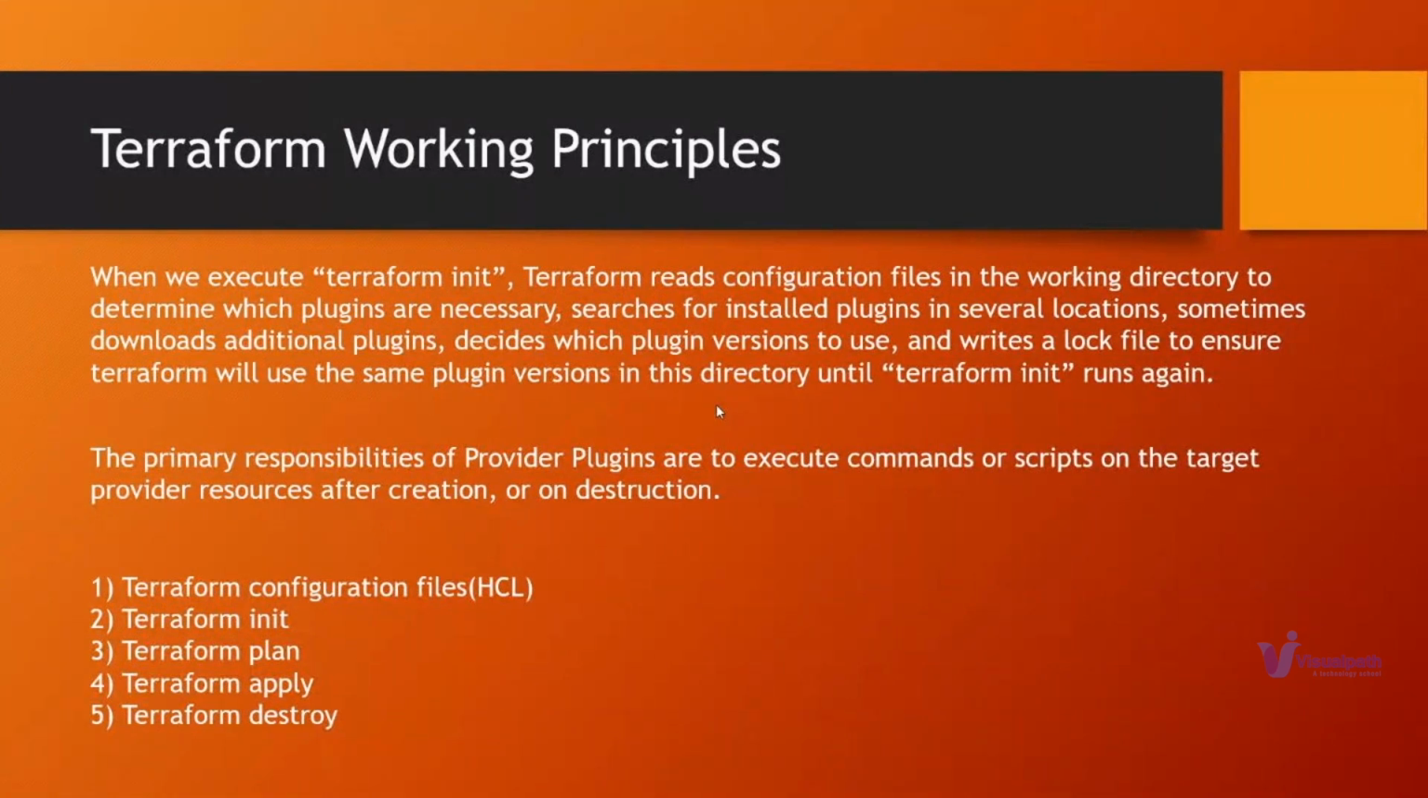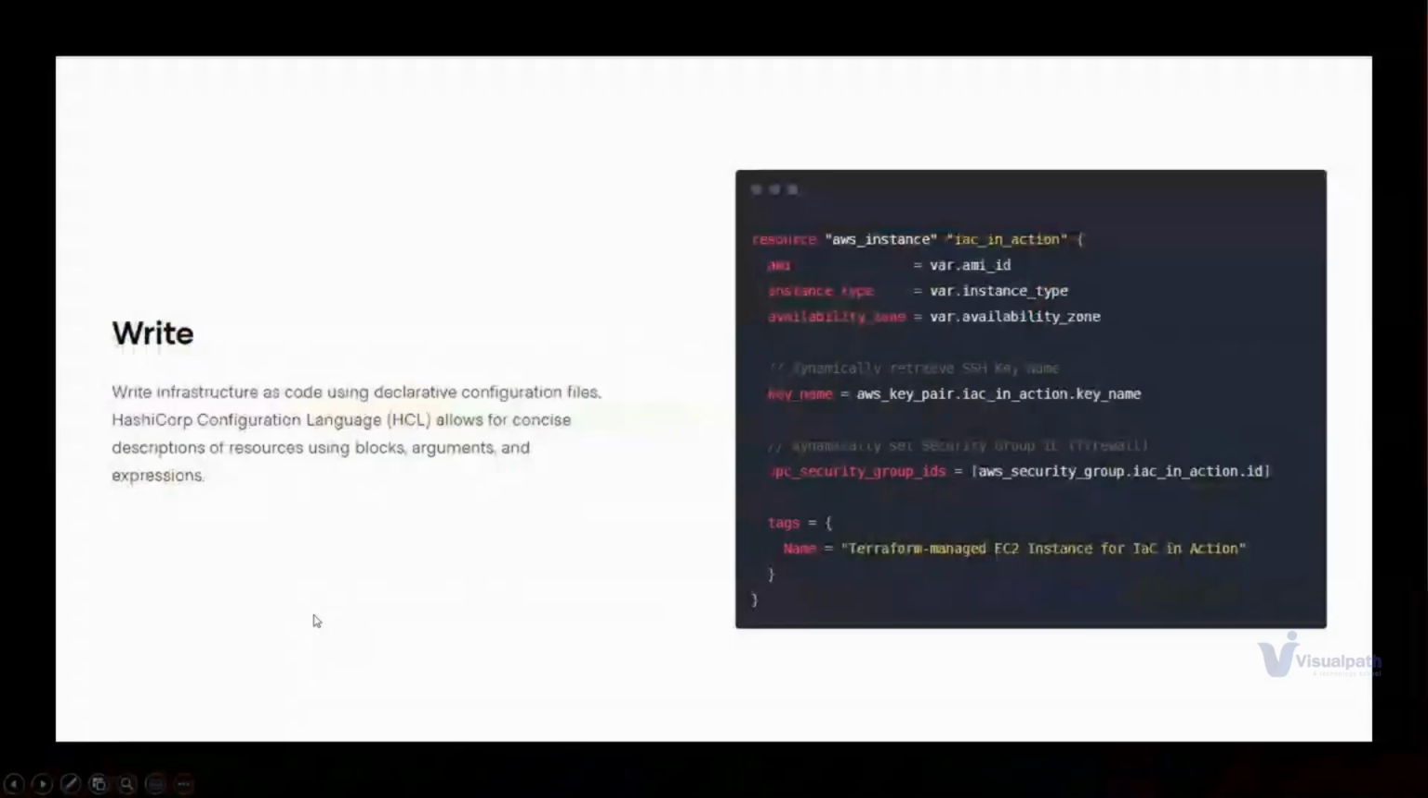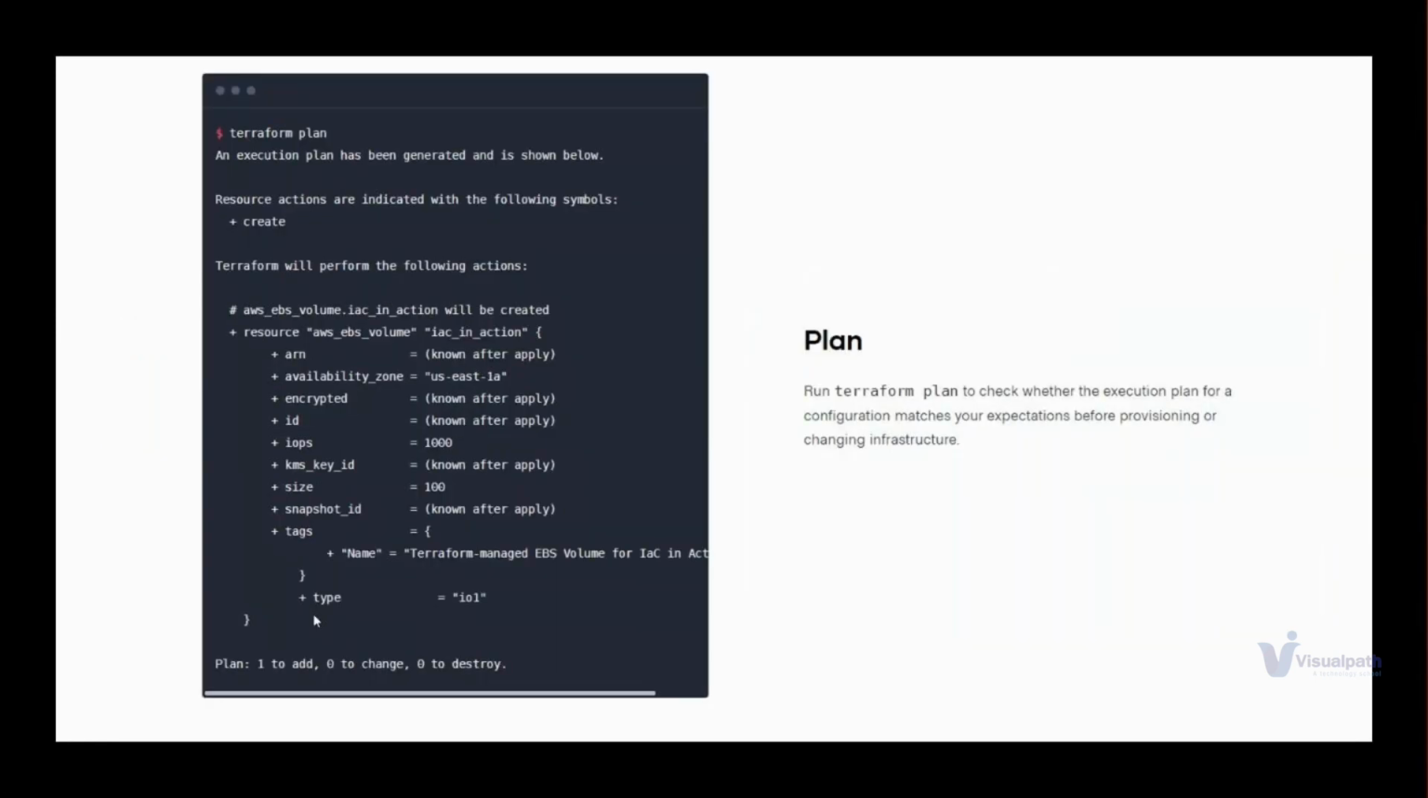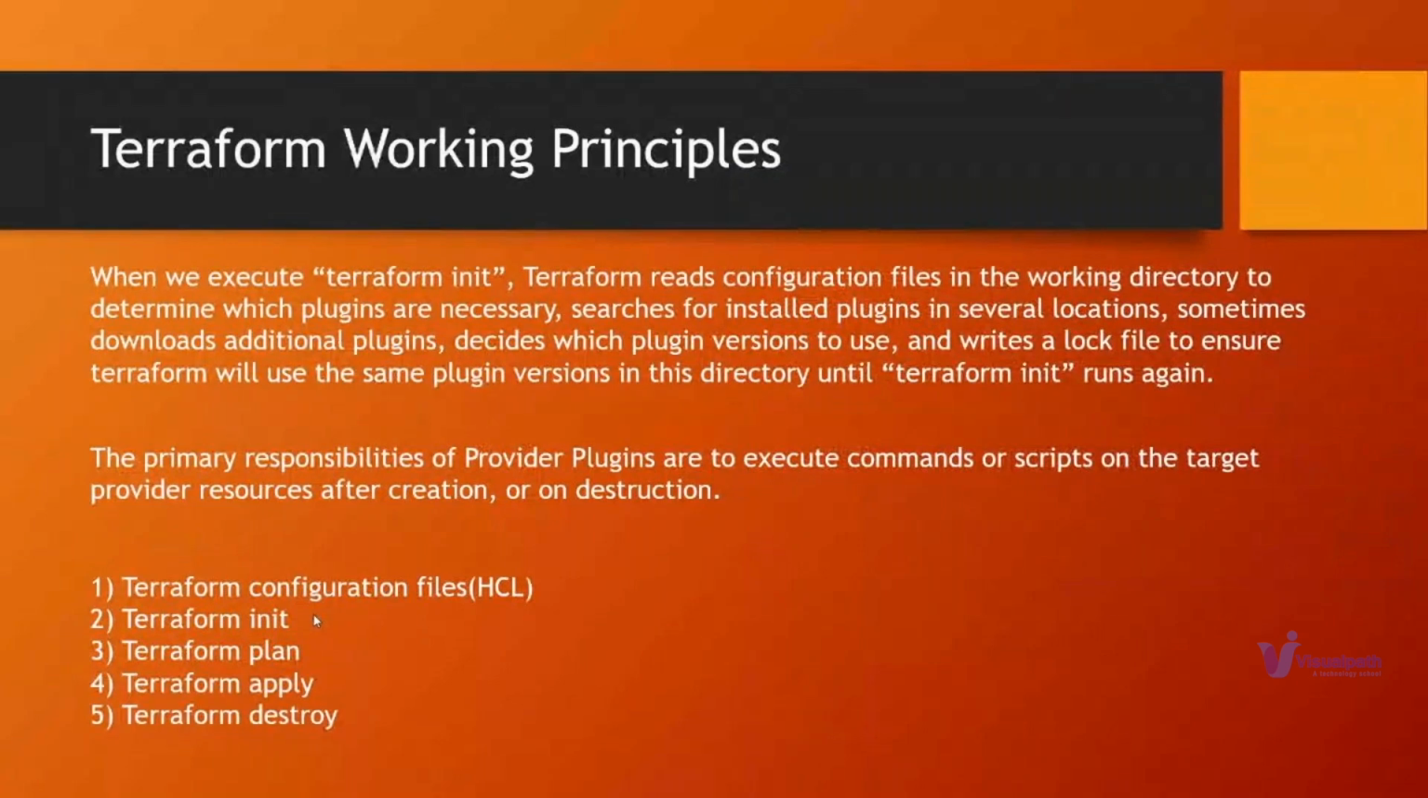Coming to this Terraform workflow, you will write your configuration files. After that, you will run the terraform init command. Init means initialization. So you will write your Terraform configuration file like this. This is a sample syntax. Once you have written this, you will run the terraform init command. What does this command do? It will download the plugin for whatever provider you have specified. Let's say I'm trying to communicate with AWS, I will specify that.